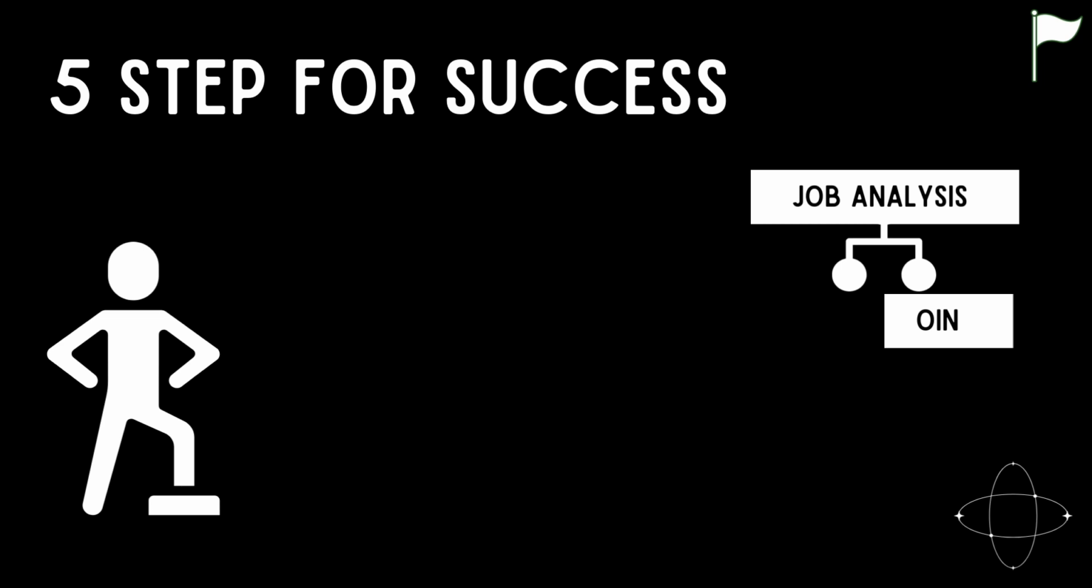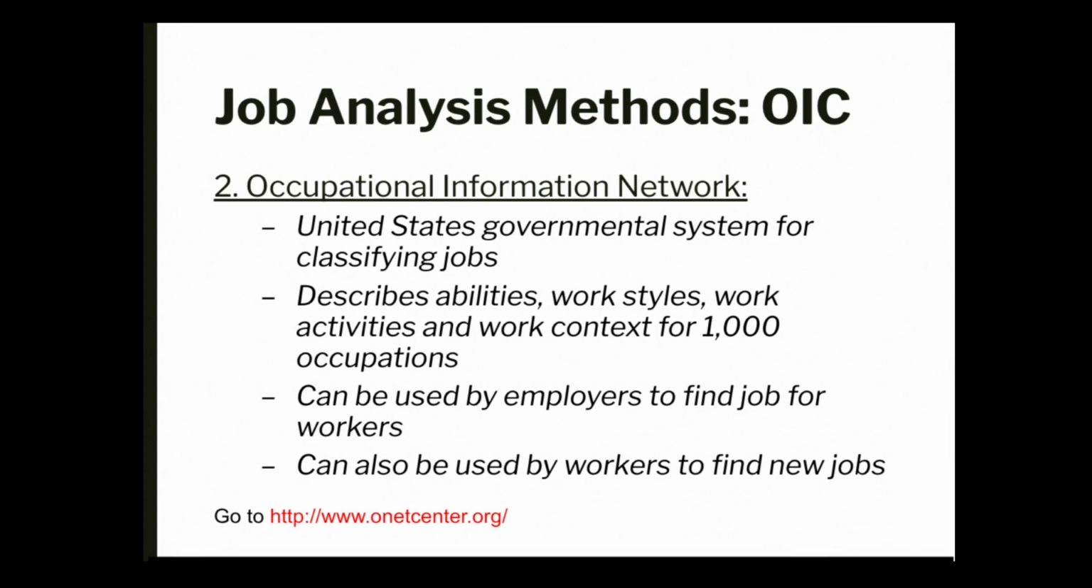And after that, you have the OIN. The OIN is Occupational Information Network. So this is the United States governmental system for classifying jobs. You describe abilities, work styles, work activities, and work context for 1,000 occupations. It can be used by employers to find jobs for workers, and it can also be used by workers to find new jobs. So in the United States, they have a job matching system where workers and employers can find each other.